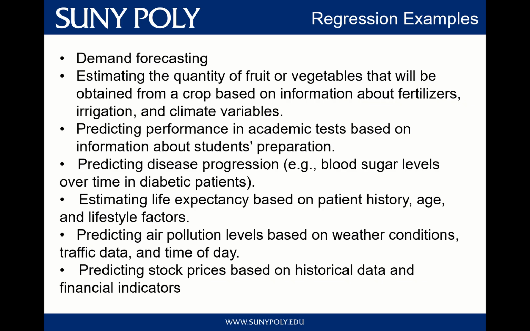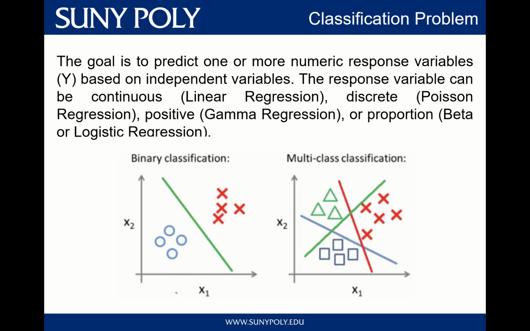There are a lot of examples of regression problems where you want to predict one specific variable. For demand forecasting, if you want to predict the amount of fruit or vegetables that you are going to get in a specific farm, that's a prediction model too. And if you want to predict, let's say, the life expectancy of a patient based on different features such as the age or vitals of the patient, that's an example of regression. There are multiple ways in which you can use this type of model.